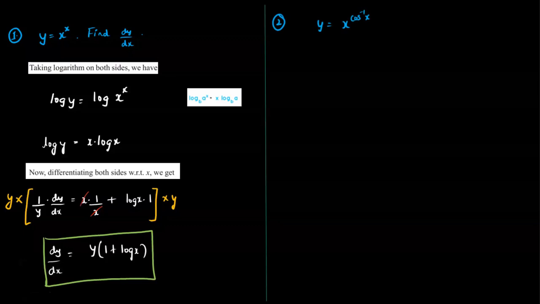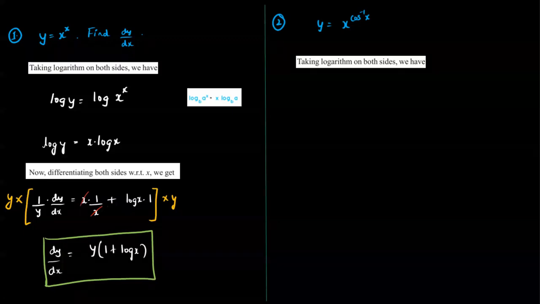Again, just by looking at it, you know that the power is not a real number. It is a trigonometric function. So the question is using logarithmic differentiation. You start by taking log on both the sides. Left hand side I have y, so I will be getting log y. On the right hand side I have x raised to the power of cos inverse x. So you take down the power. Here I had x raised to the power of x, so it was x multiplied by log x.